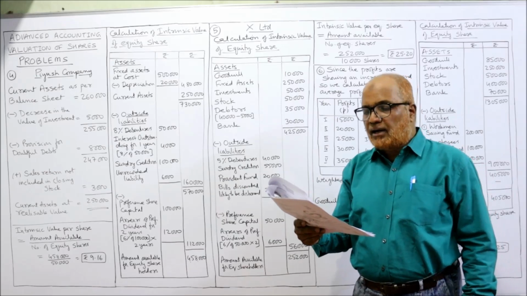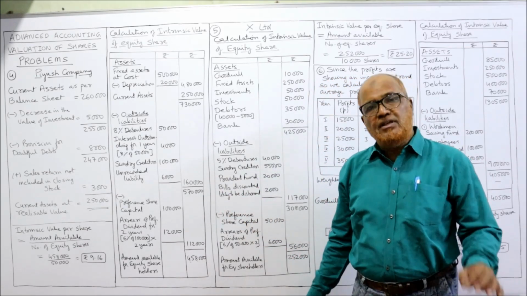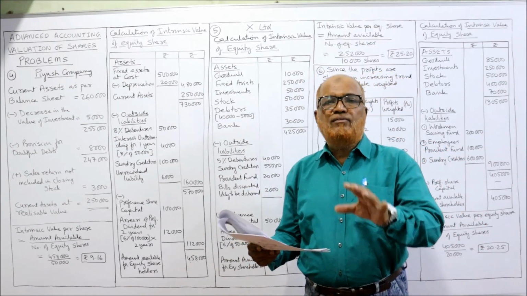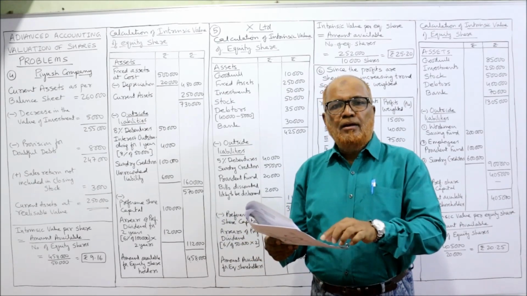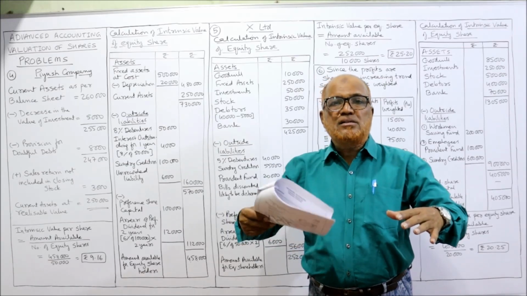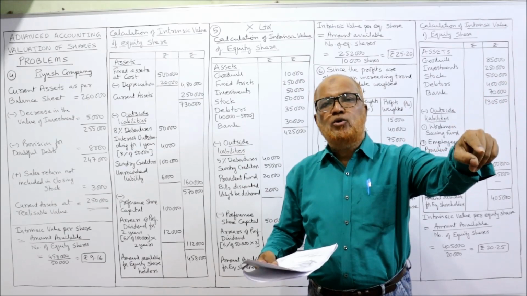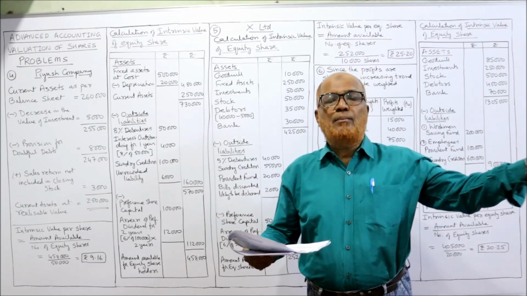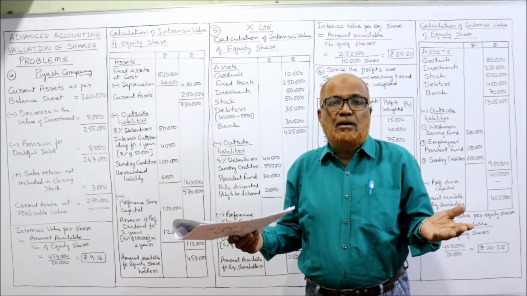For bills discounted, likely to be dishonored, 2,000. This is an actual liability. Actually, bills will be dishonored if the drawee has not honored the bill. Here, the businessman has discounted the bill with the banker, and it is likely that this bill is going to be dishonored. If it is dishonored, we have to pay the amount to the bank. It will become a liability.